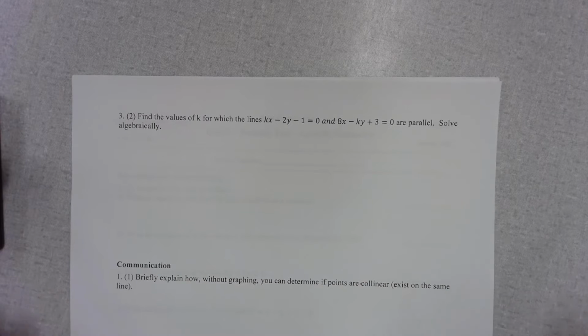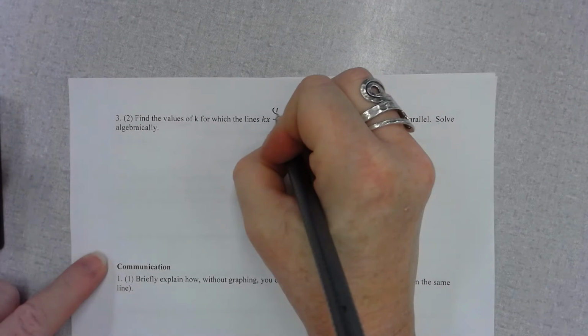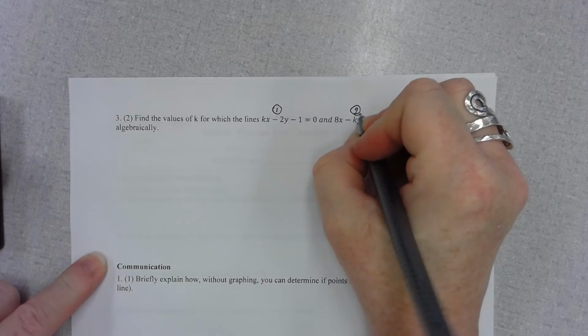So number 3 says find the values of k for which these lines are parallel and then solve algebraically. You know that when lines are parallel, they have slopes that are equivalent. So the first thing I would do here is write the slopes for both lines. I'm going to label this line 1 and this line 2.